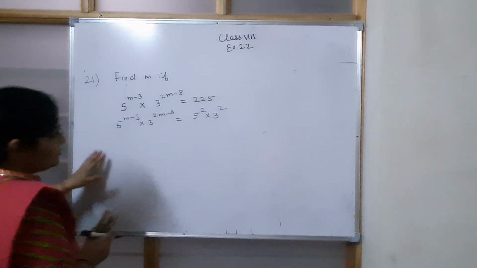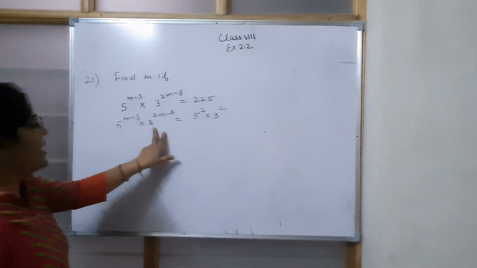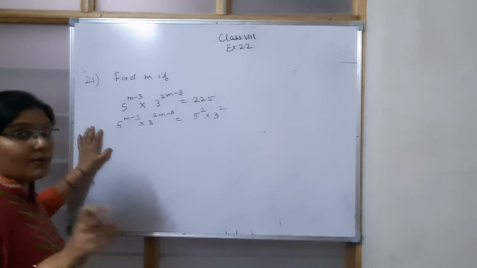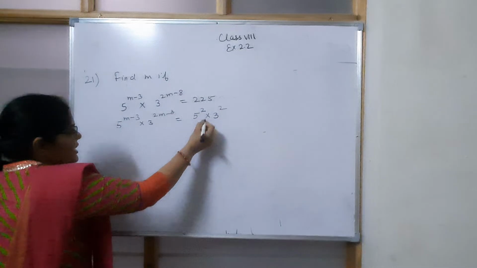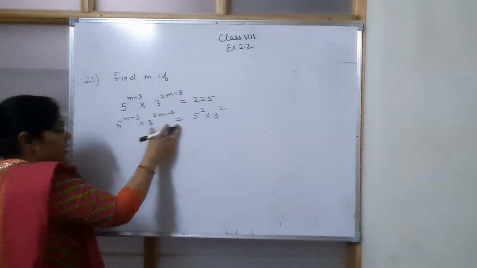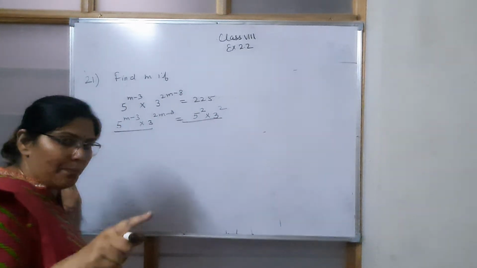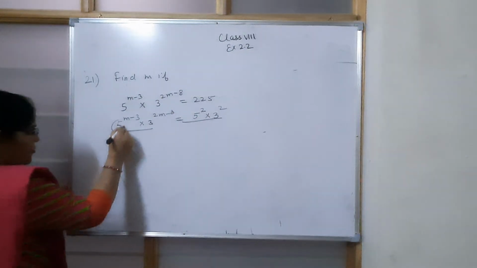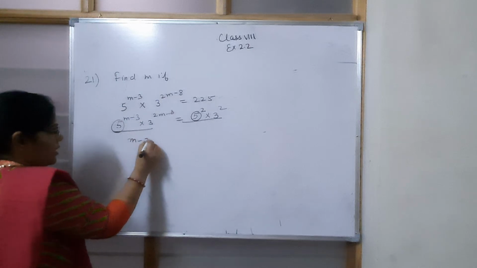Now just look here. We cannot apply any law here. Bases are different, powers are also different. But we can compare the powers with the same bases. Since the equal to sign is there, this number is equal to this number. So we can compare the exponents with the same base. 5 base here, and here also we have 5 base, so their exponents will also be the same.